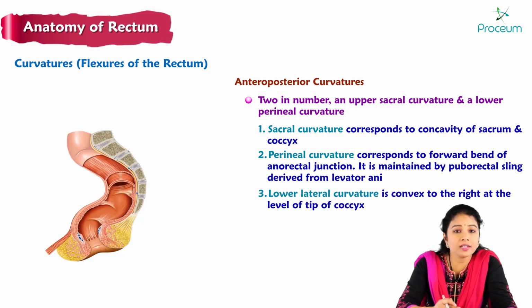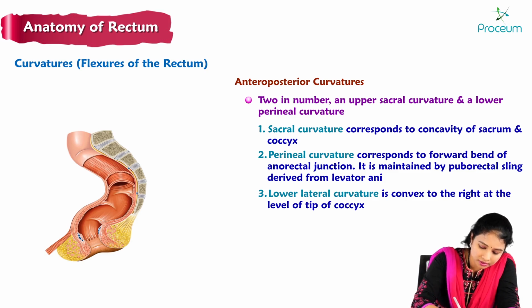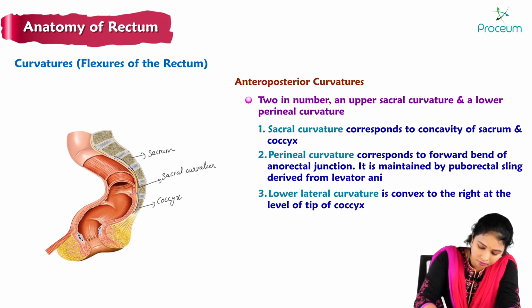So here is another image which demonstrates beautifully the sacral curvature and perineal curvature. So here is the sacrum and coccyx, and the curvature along the sacrum and the coccyx with forward concavity is the sacral curvature. And this forward convexity curvature is called the perineal curvature.